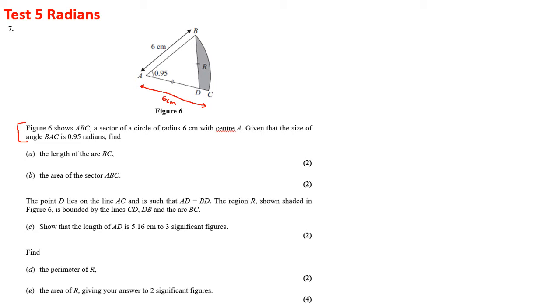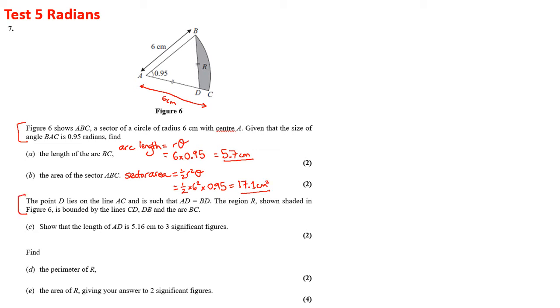So we start by the formula, arc length equals r theta. So that is just 6 times 0.95, 5.7 centimetres. Part B, also straightforward. Sector area is a half r squared theta. So plug in the values to get 17.1 centimetres squared.